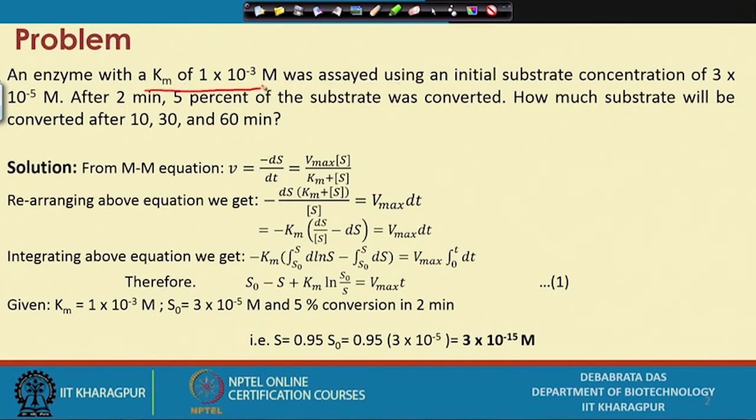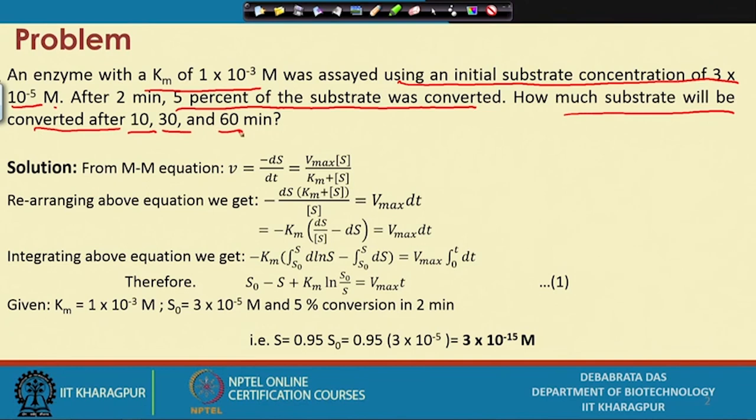with Km 1 × 10⁻³ moles, using an initial substrate concentration of 3 × 10⁻⁵ moles substrate. After 2 minutes, 5% of the substrate was converted. How much substrate will be converted after 10 minutes, 30 minutes and 60 minutes?